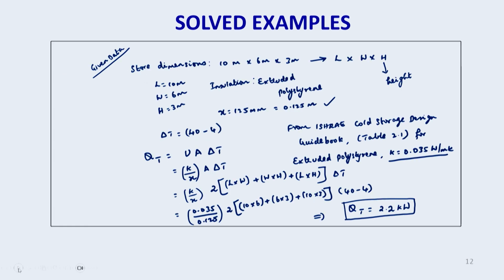So we are assuming the thickness remains the same and the other data are the same. Just by changing the material from extruded polystyrene to expanded polystyrene, whose K values are not much different from each other, there is a marginal difference. So there is a marginal change in the transmission load.